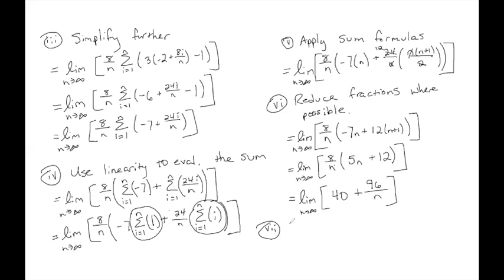So step 7 is finally evaluate the limit. So I plug in n equals infinity, and I get 40 plus 96 over infinity. Notice this goes to 0, right? Just by problems we've done in the past. A fixed number over something going to infinity is 0. So in this case, the integral is equal to 40. Okay.